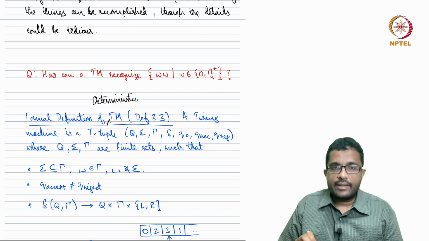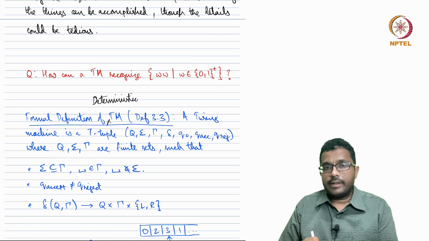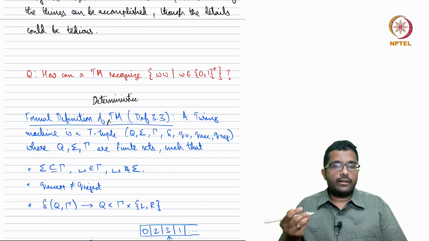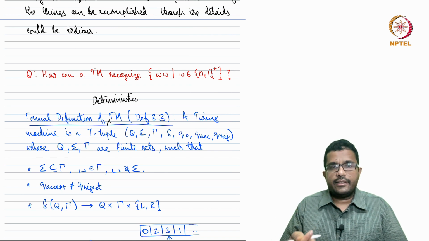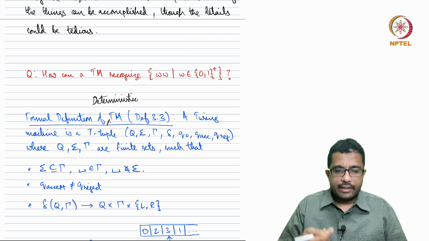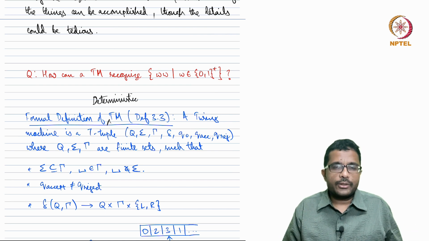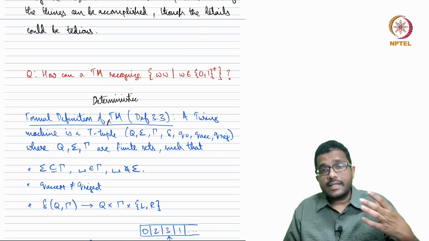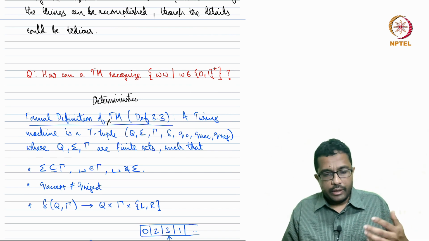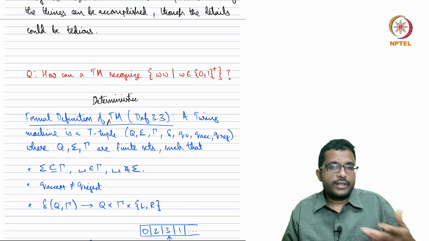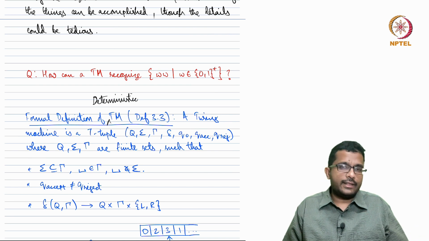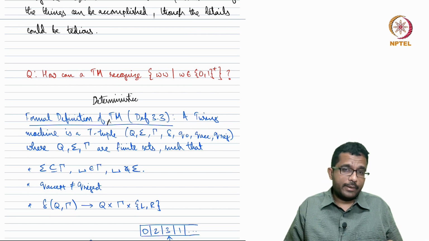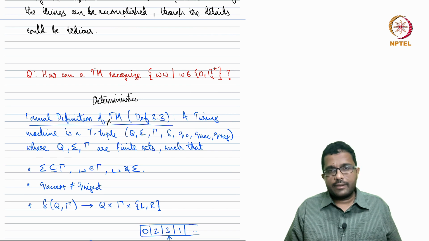Q is a set of states. Sigma is the input alphabet. Input alphabet means the strings that are processed in the Turing machine. What are they comprised of? Sigma. And gamma is the tape alphabet. In the tape, we may use more symbols than the input alphabet. Everything in the input alphabet has to be in the tape alphabet, but there could be other symbols in the tape alphabet.